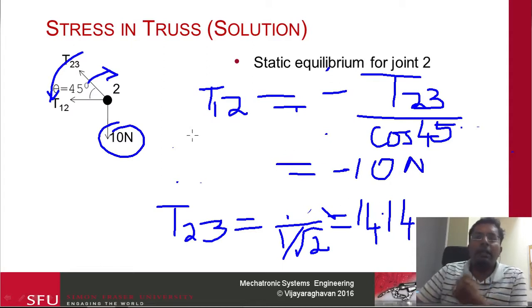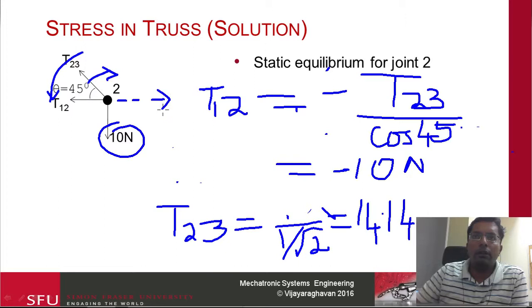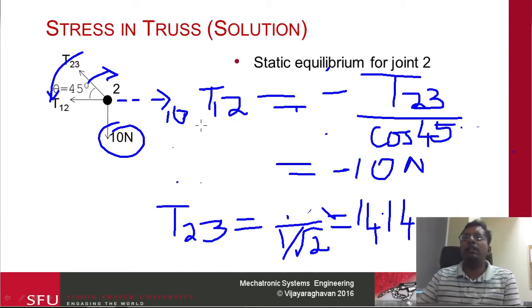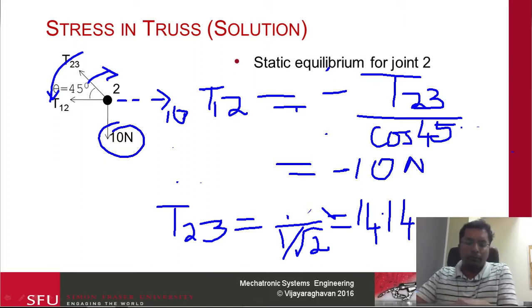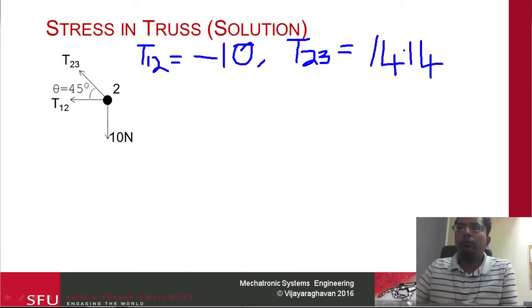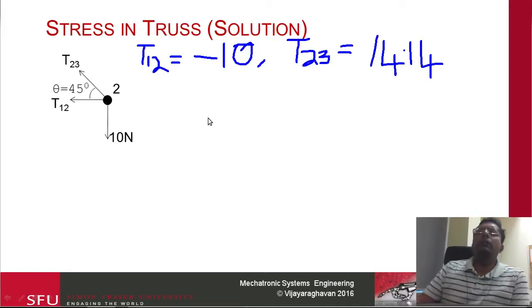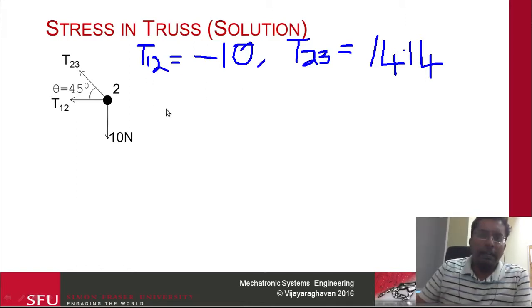What this negative sign means is that the force I initially assumed is pulling on this, but the actual force needs to be pushing down with a value of 10 newtons. But we still leave the force along this direction and just assume that it's negative, which implies it's a compressive force. So these are the values we calculated.